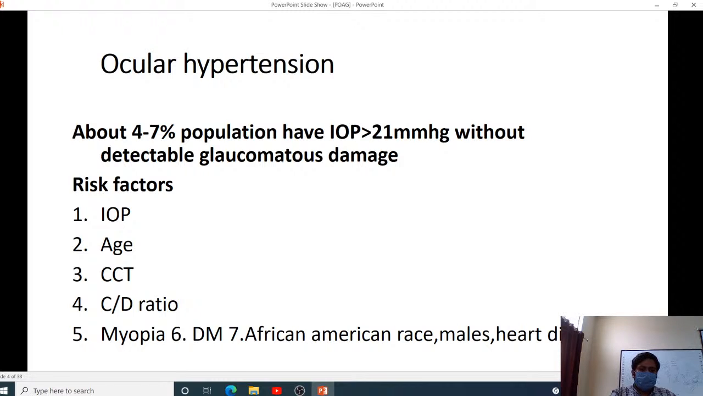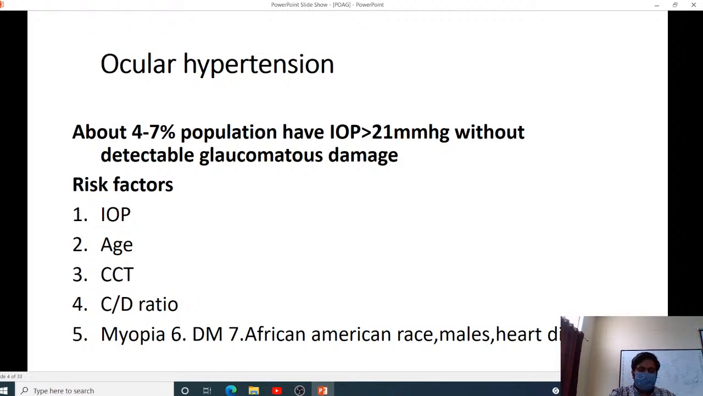So what are the risk factors? Mostly the risk factors are age and the central corneal thickness. If the corneal thickness is more, the patient will have more IOP, because we are using the Goldmann applanation tonometer, which depends on the corneal thickness. Okay. And in patients with a high CD ratio, that can also be a risk factor for ocular hypertension. Myopia, diabetes mellitus, and male patients are all risk factors for ocular hypertension.